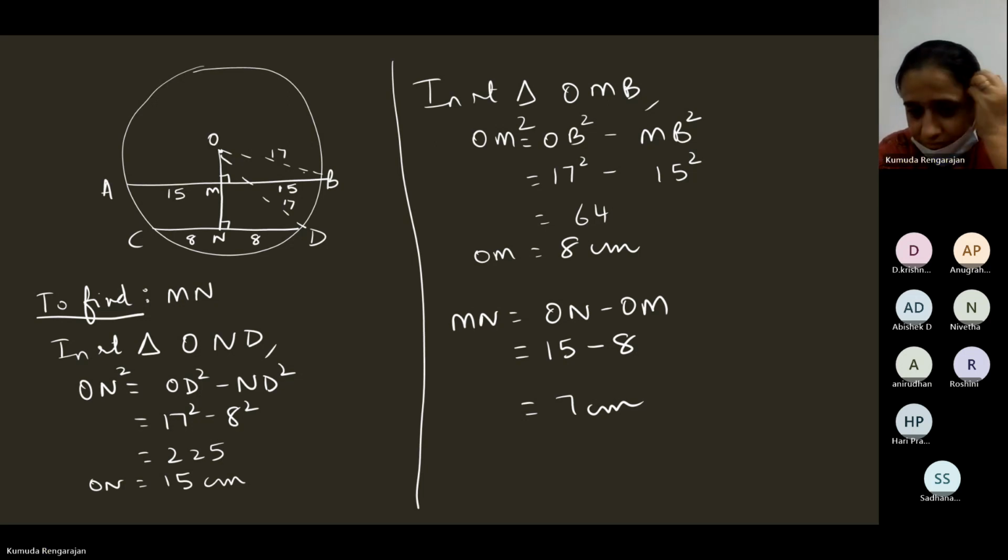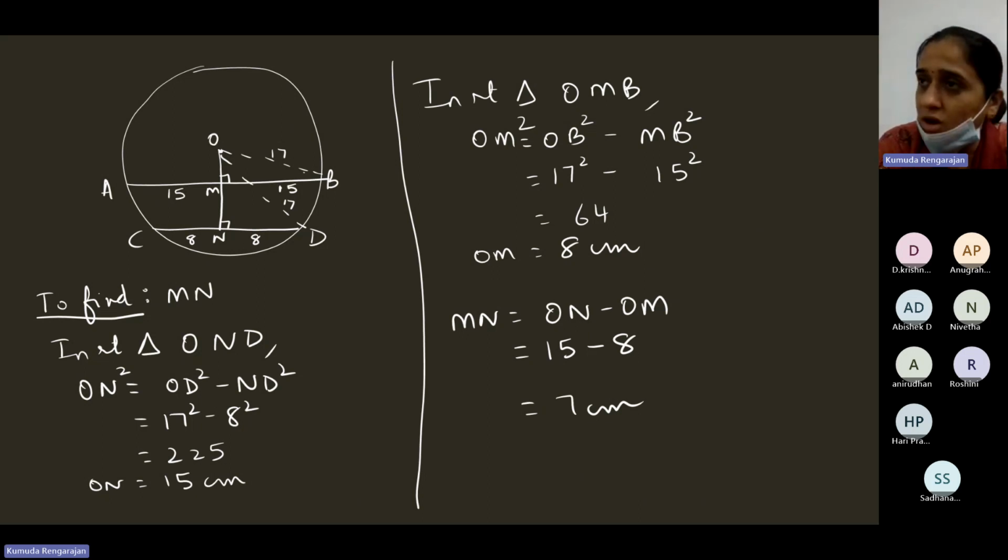Let's just understand the figure. So circle, center O, both the chords AB and CD lie on the same side of the center. Now the longer the chord, the closer it will be to the center. Because the longest chord is the diameter. Diameter is the longest chord, right? So the longer the chord, the closer it will be to the center.